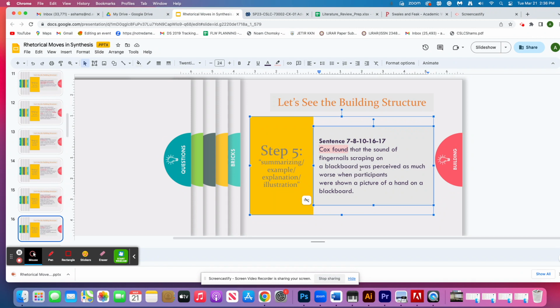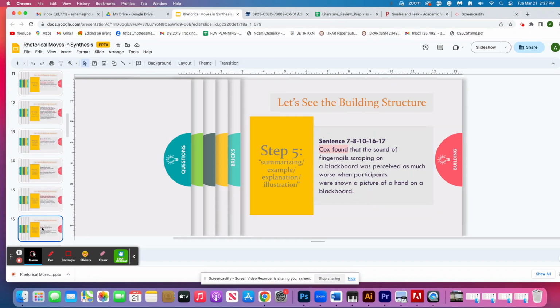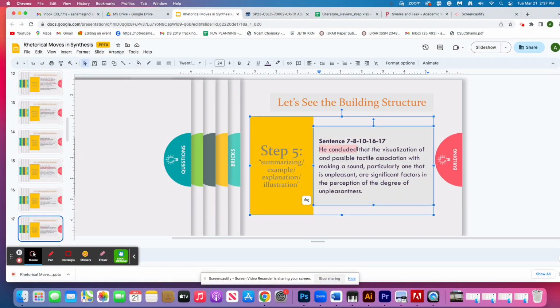Now this is also an example because a picture of a hand on a blackboard was shown to participants. So it's an example of a particular incident, and definitely also step 5. Step 6, no, step 5, we're still in step 5. Yes, sentence 17, he concluded that the visualization of that possible tactile association, it's also summarizing an idea or explaining an idea.